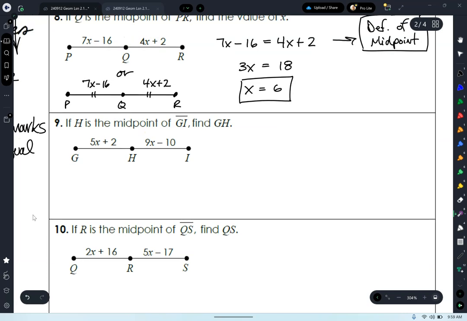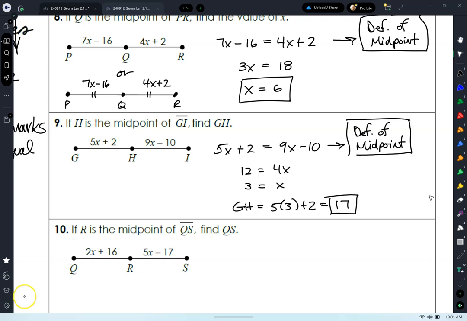Let's do 9. Let's do 9, top to bottom, identify your tool, set your problem up correctly. Let's see how you do. Ready to go. 9. Here we go. Should have come up with 17. How many people got that right? Let me see. All right. That's what I like to see. Good, good, good. So we have 2 tools now. We have segment addition postulate and we have definition of a midpoint. They require you to set the problems up in 2 different ways.